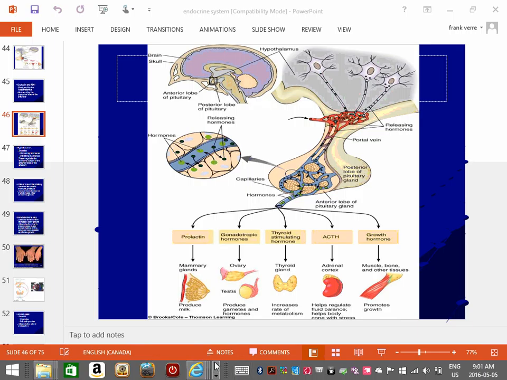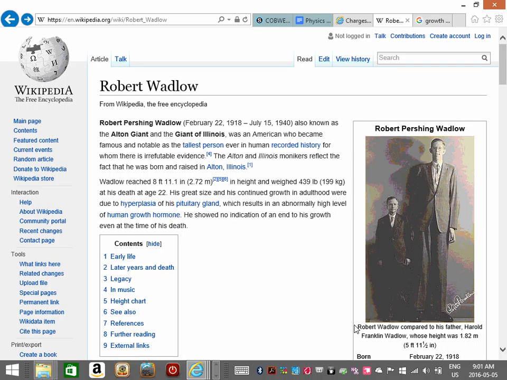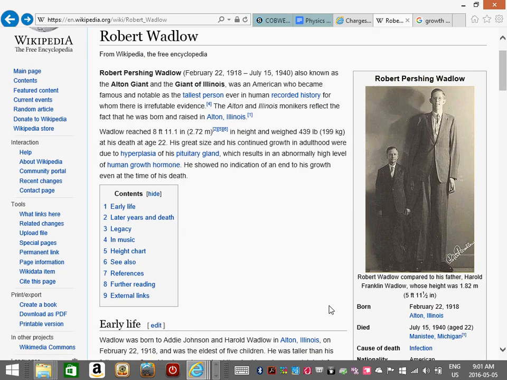Now I know that you're told often not to use Wikipedia. Wikipedia is okay. You just have to be careful when you're looking at it. You have to look at their references, okay? So here is Robert Wadlow. This is a picture of him beside his father. Just to give you an idea of scale, his father is 5'11 and a half. His father is actually taller than me. Look how much taller he is than his father.